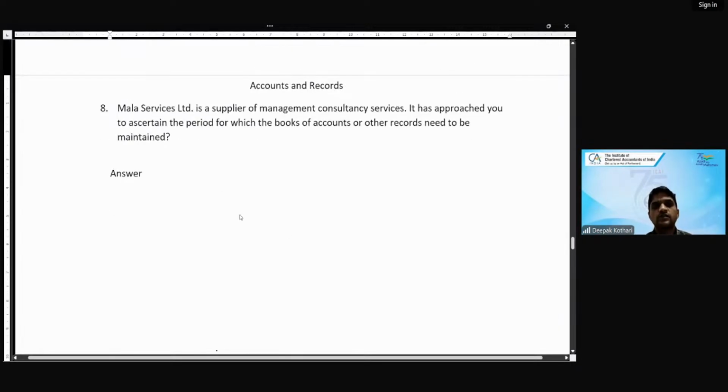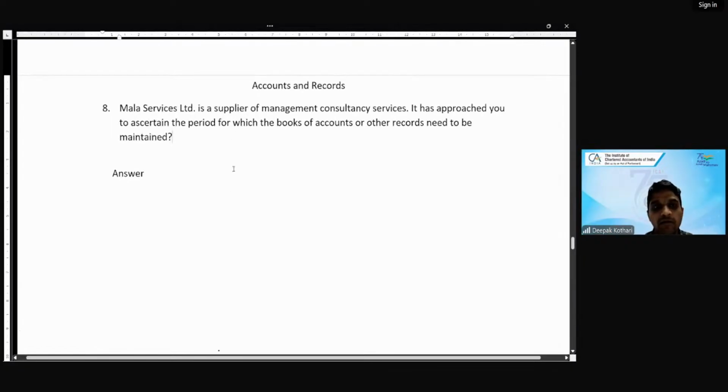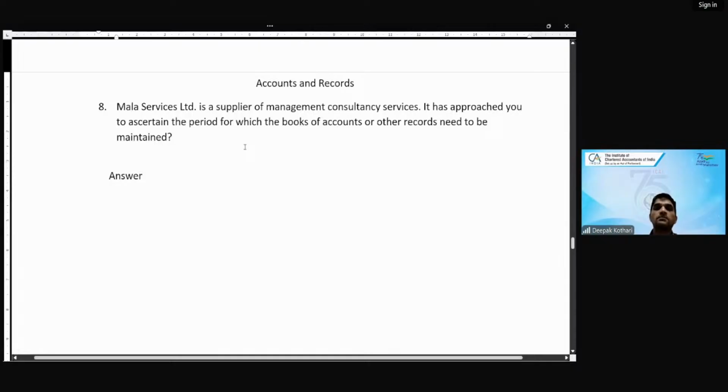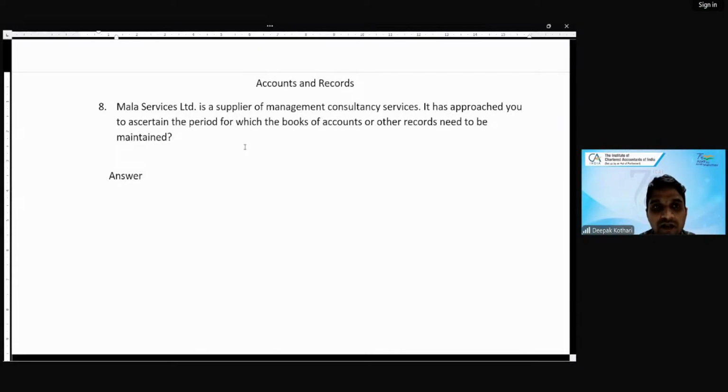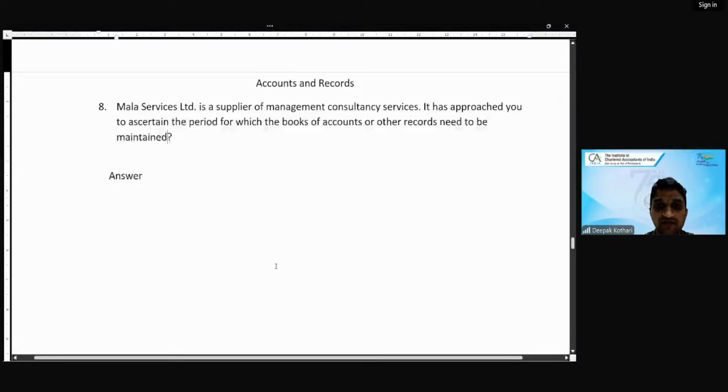So next question is on accounts and records. Mala Services is a supplier of management consultancy services. It has approached you to ascertain the period for which the books of accounts or other records need to be maintained. So we have read this, accounts and records. According to that, what is your answer? How long should they maintain the books of accounts?